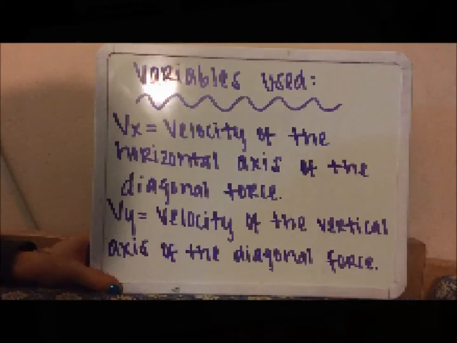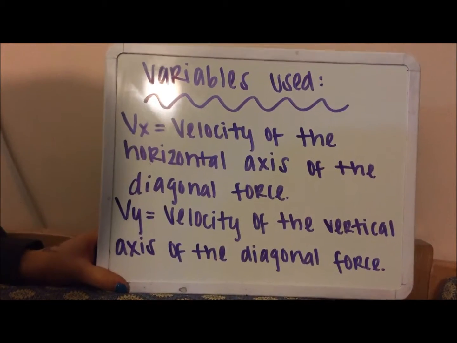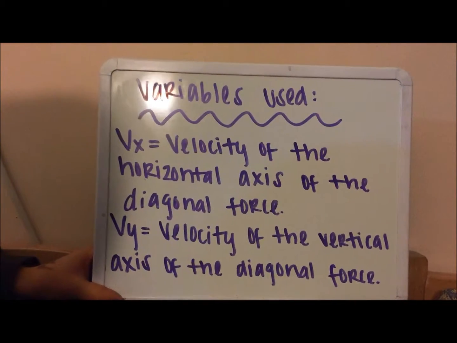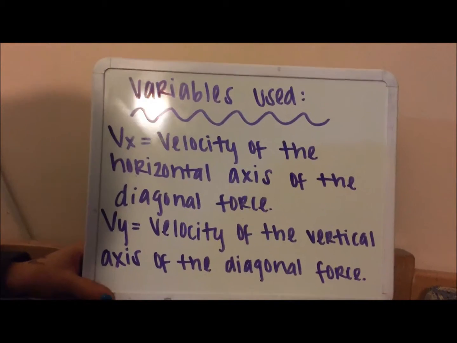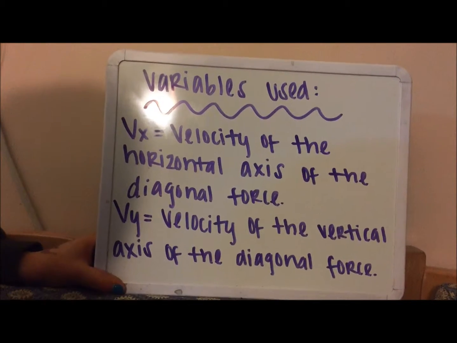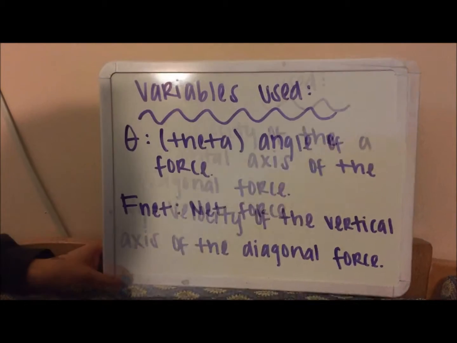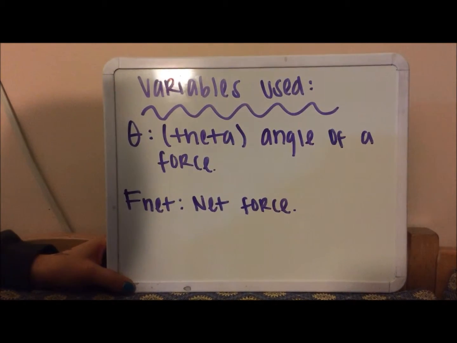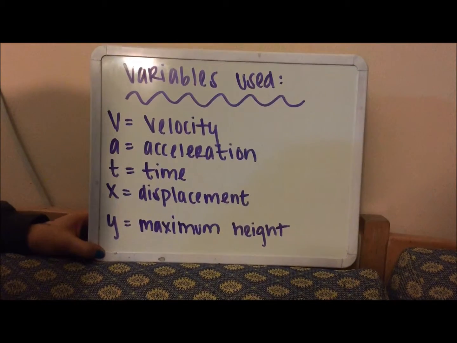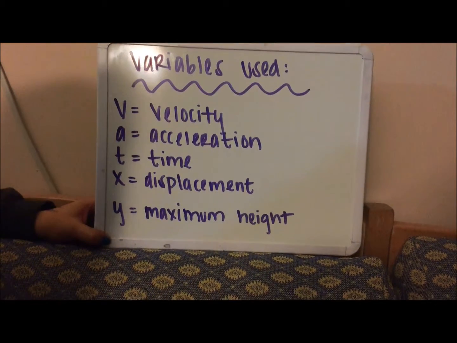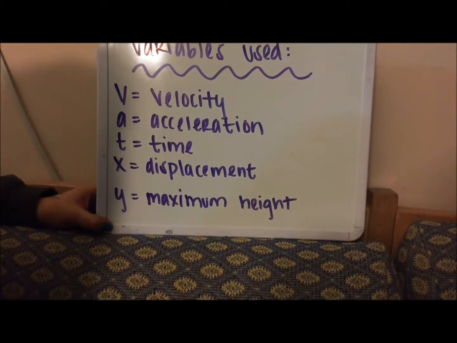Here's a list of variables that you're going to need to know in order to understand this lesson. V sub x is the velocity of the horizontal axis of the diagonal force. V sub y is the velocity of the vertical axis of the diagonal force. Theta is the angle of a force, and F net is net force. V is velocity, a is acceleration, t is time, x is displacement, and y is maximum.